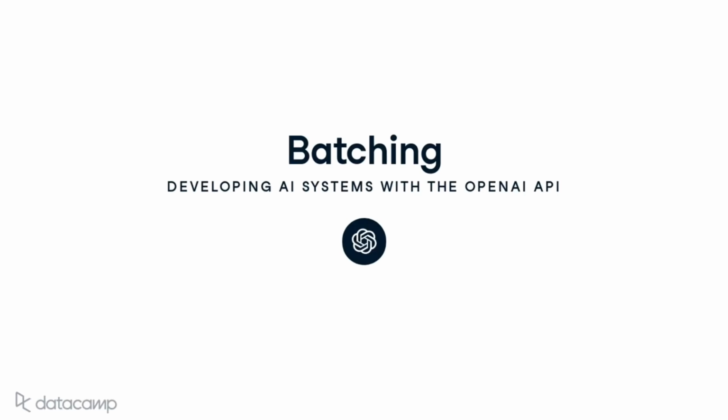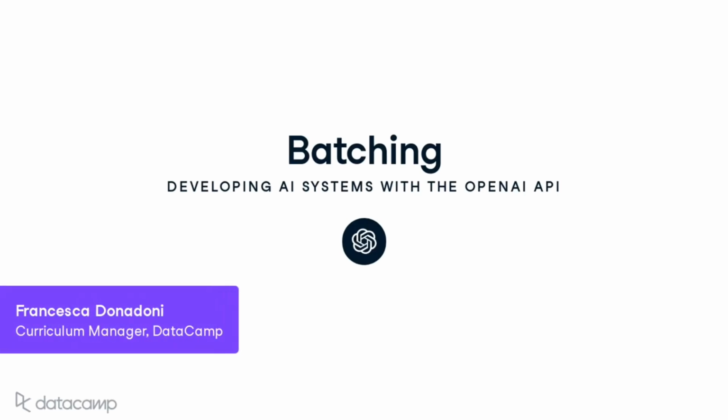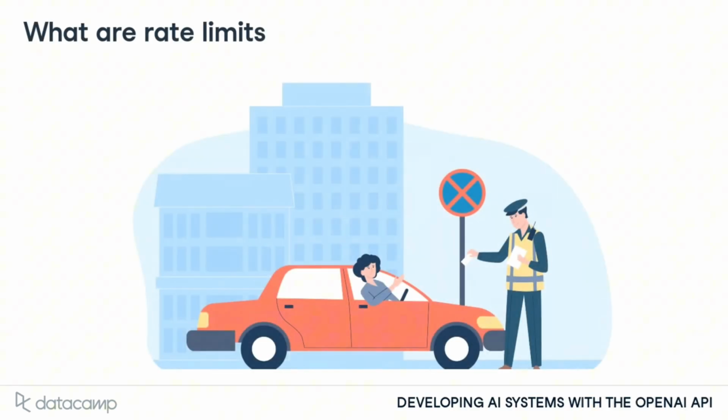Welcome back! We're now going to dive deeper into the rate limits error. Handling this error will help us maximize the requests to the API while minimizing delays and avoiding failed responses. Let's get started. Rate limits in an API are like traffic regulations on a busy highway.